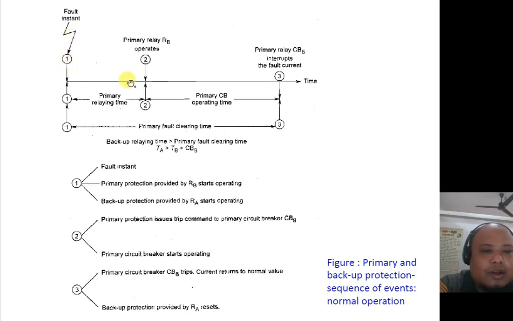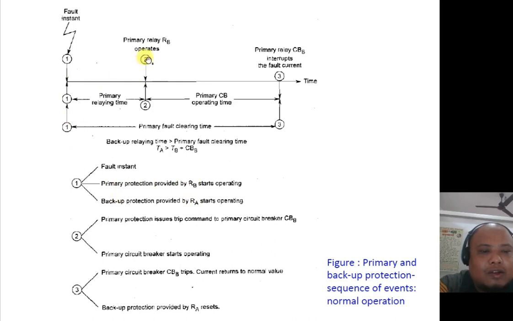These are showing time instances. At instant 1, fault has appeared. So as soon as fault is appearing, both primary protection relay and backup protection relay will start simultaneously because both will detect abnormally high current. Correct? So their operation will start simultaneously.